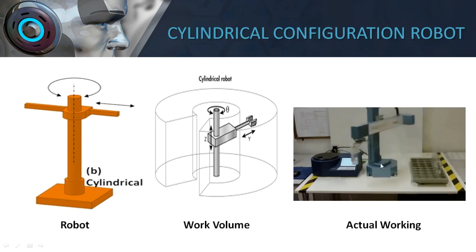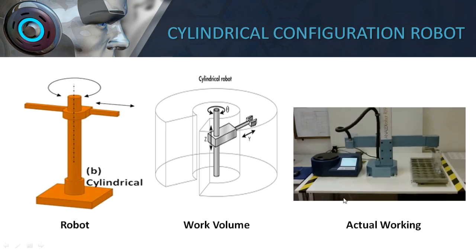Here you can see the cylindrical robot performing the operation in this small animation video, wherein it is picking the tubes from the tray and then keeping them on the weighing scale, and then putting them back after taking the measurement of the weight.